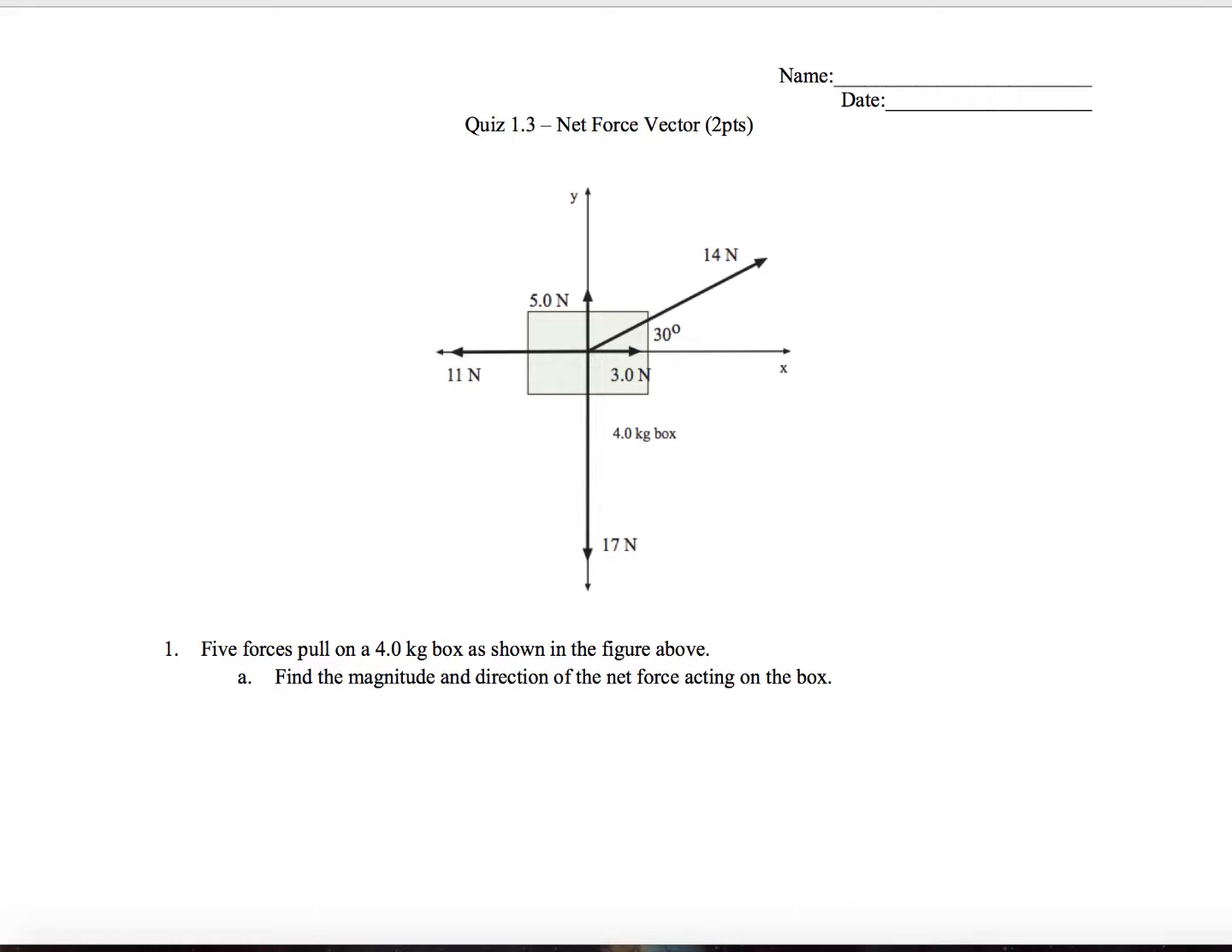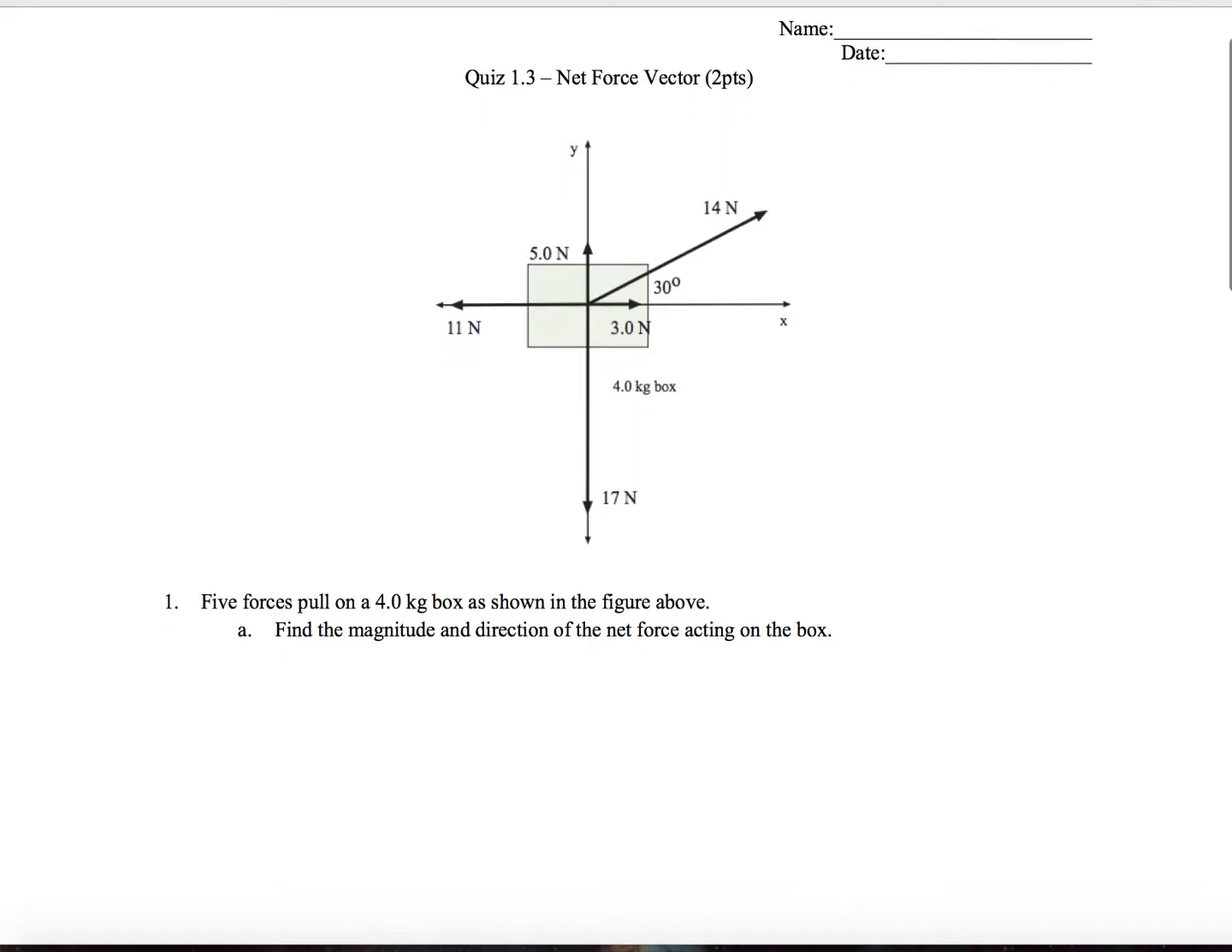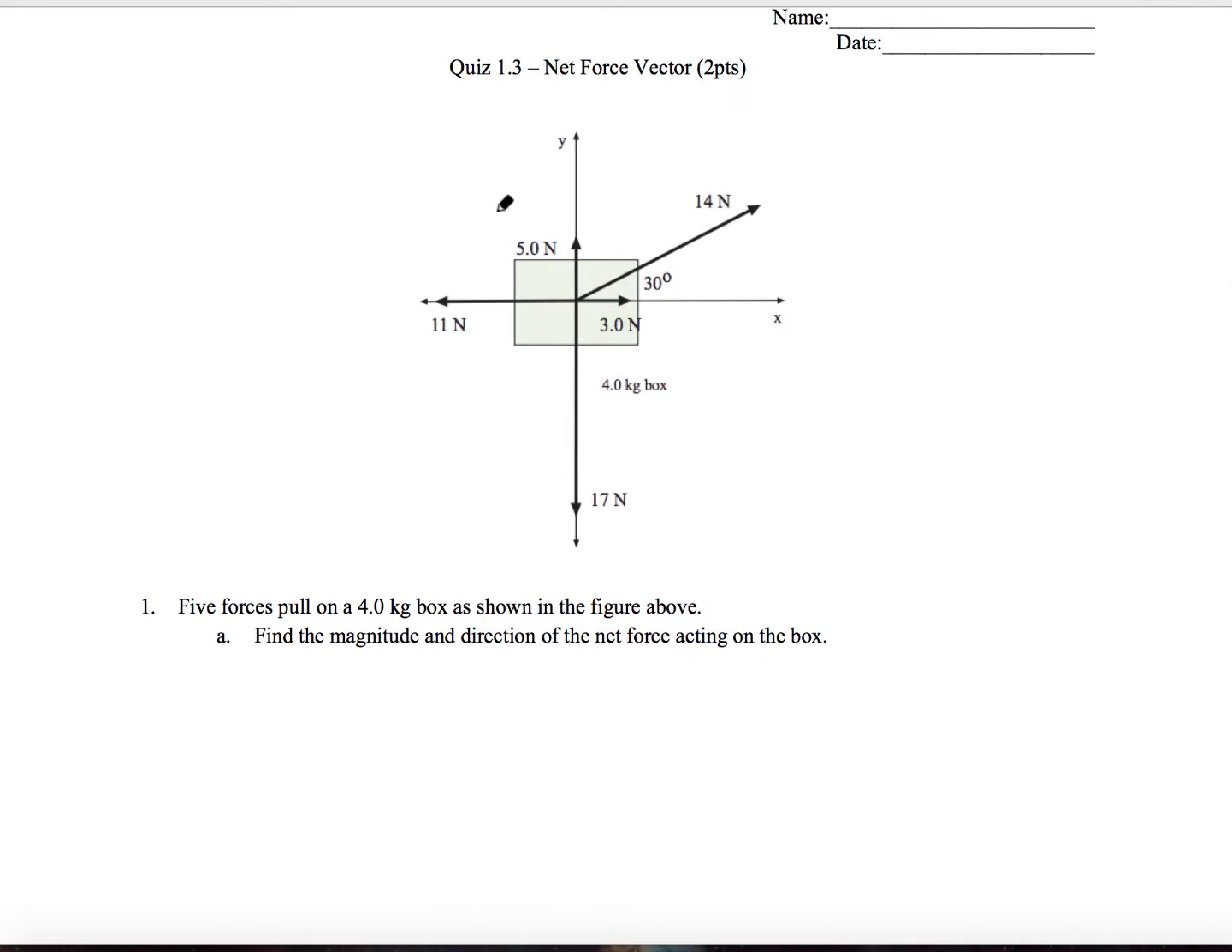Hello, these are the solutions to the AP Physics 1 quiz number 1.3, which is a vector quiz. In this quiz, we have 5 different vectors acting on a box, and we want to know the magnitude and the direction of the net force. So we're just adding these vectors together. I'm going to label them A, B, C, D, and E.